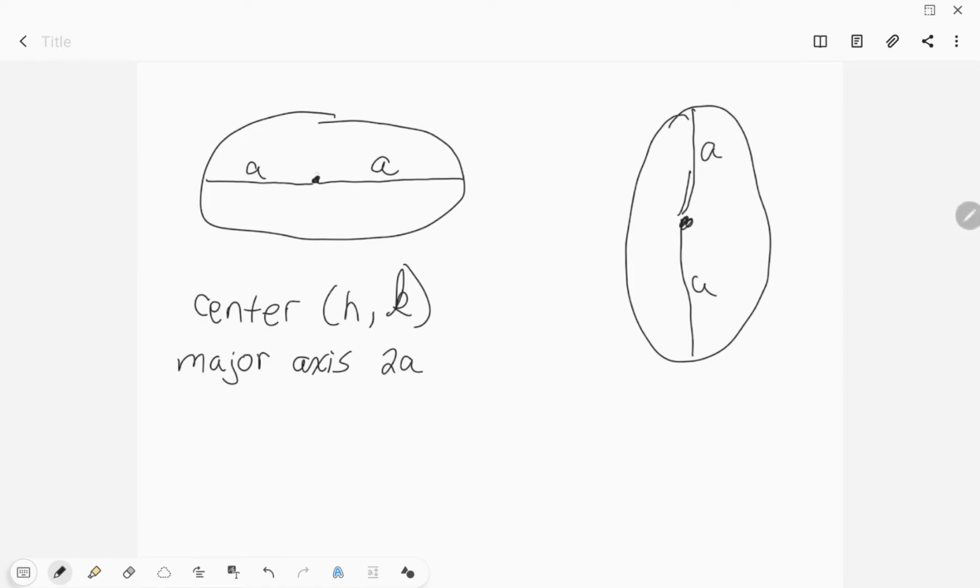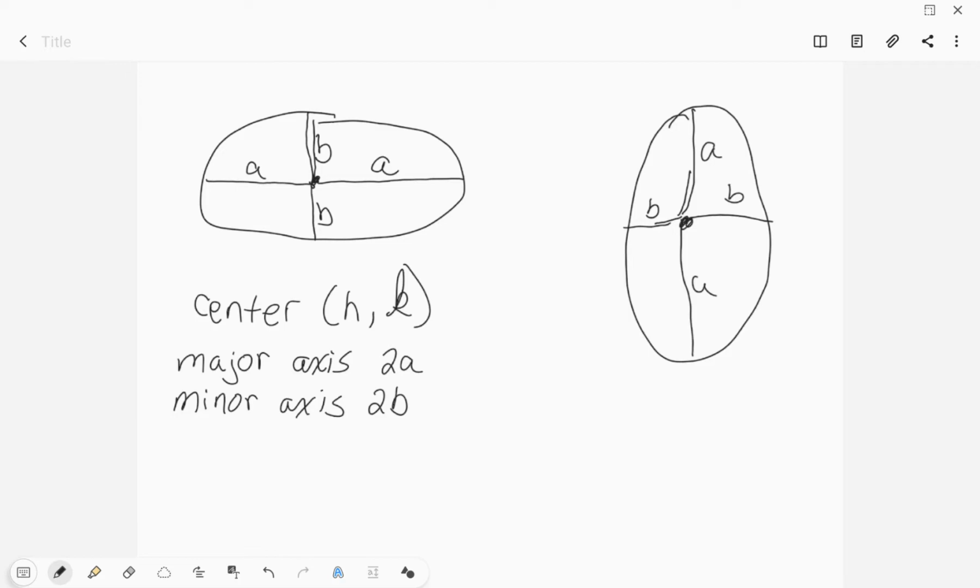Going the short distance, in the horizontal one it's up and down, the distance from the center to the edge is B. That is called the minor axis, and the minor axis is 2B long. So again, you've got your minor axis, B and B. They'll always be the same on either side. I just can't draw. Okay. So you've got your center, you have a major axis, and you have a minor axis.